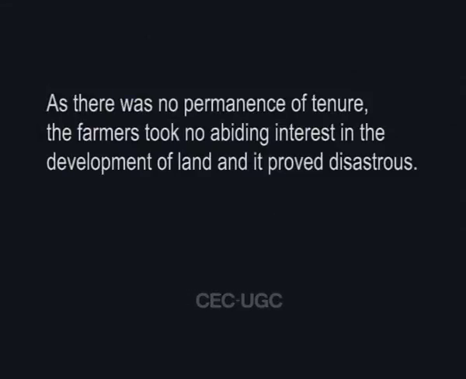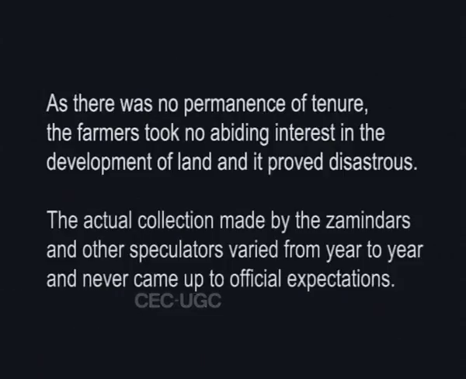But as there was no permanence, these revenue farmers took no abiding interest in land, because they knew that their control over land would be only for a period of 5 years and not more than that. And that proved to be disastrous also. The actual collection made by the Zamindars and other speculators varied from year to year and never came up to official expectations. Officials were always eager to extract more and more, but since it was temporary, only for 5 years or a limited period of time, the people in charge were not interested, and so it proved to be disastrous both ways, for the peasants as also for the colonial state, because they were expecting more returns than they had actually been getting by that time.